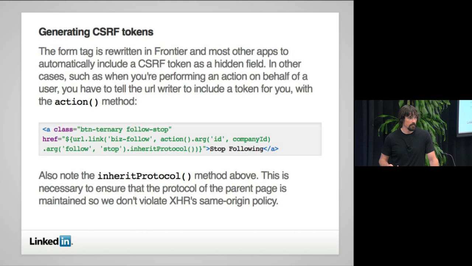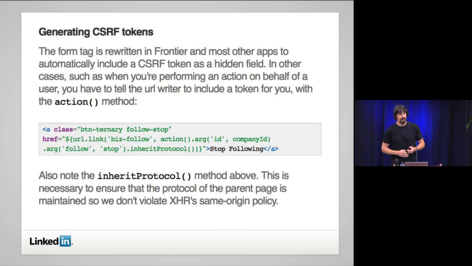And you might not know it, but AJAX has same origin policy, which means that any request going out from your page can't cross protocols, it can't cross ports or subdomains. So in this case, we have this new inherit protocol method, which tells the link to adopt whatever the parent page's protocol is. Because we had issues in the past where we might be on an HTTP page, and this was generating an HTTPS link, or vice versa. And so that link then fails.